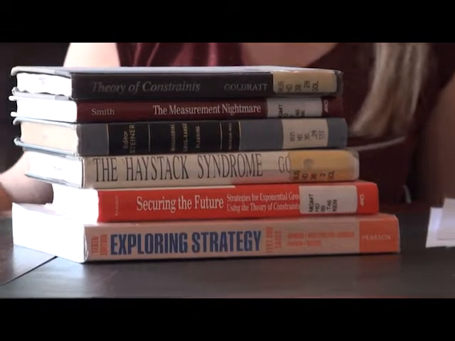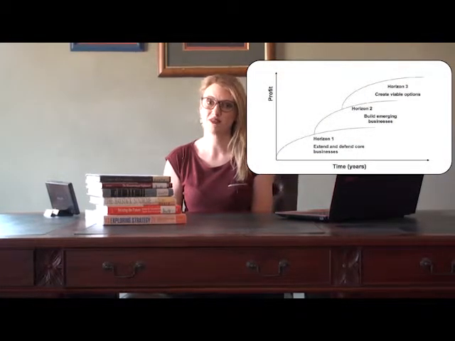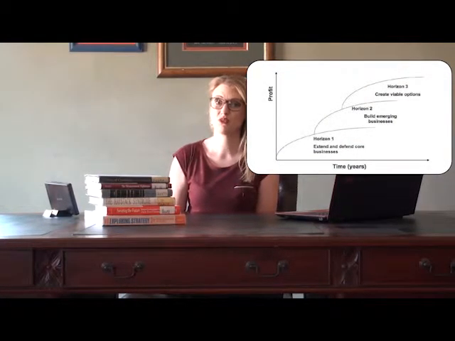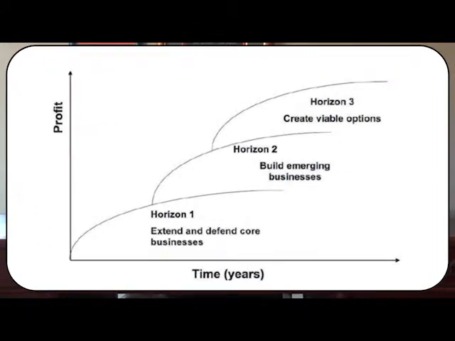But how does the theory of constraints apply to strategy? So strategy is the long-term direction of any organization. And today we're going to focus on how the theory of constraints applies to resource-based strategy formulation. An organization's business can be divided into 3 horizons. Horizon 1, which is the current core activities. Horizon 2, which is emerging activities. And Horizon 3, which is your possibilities.